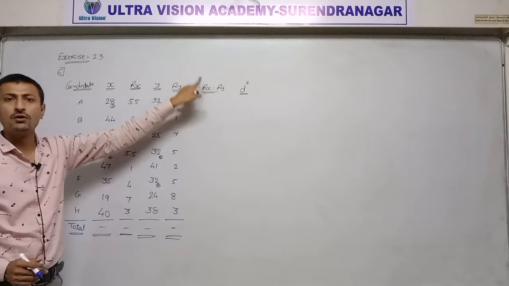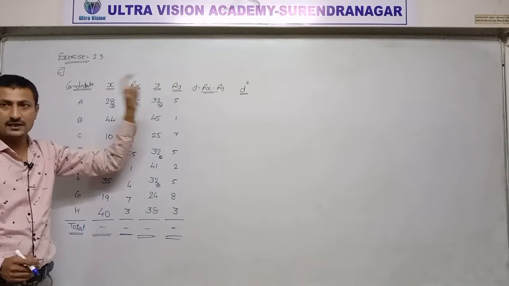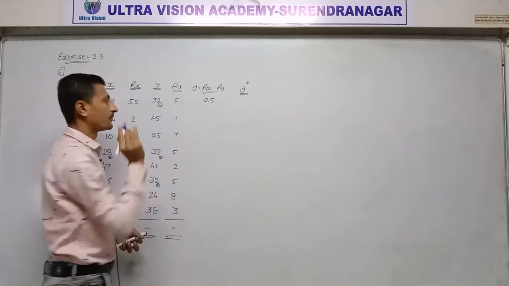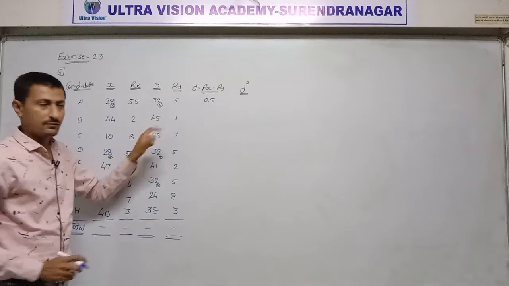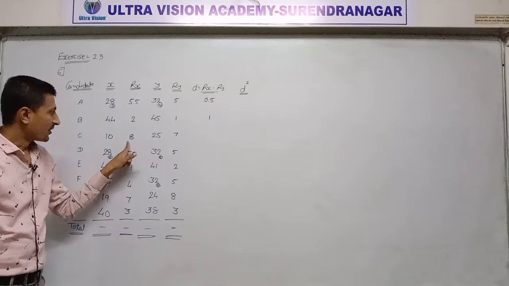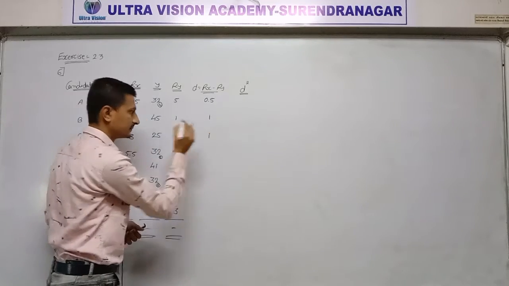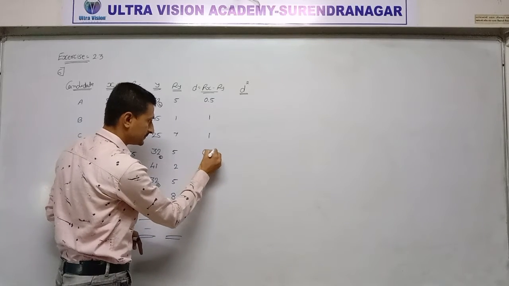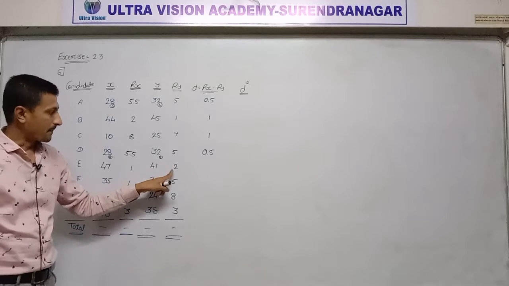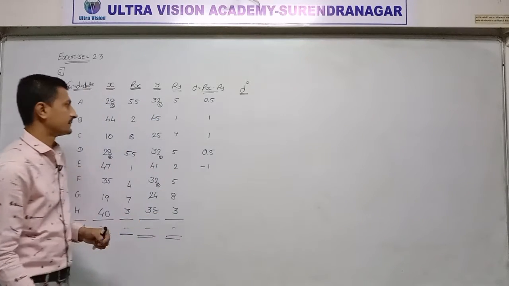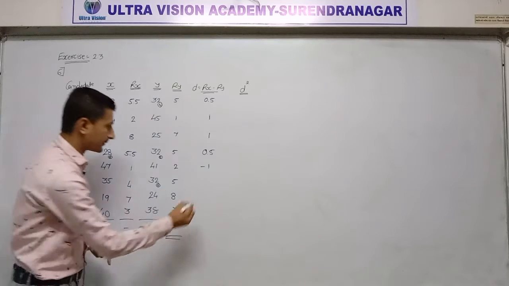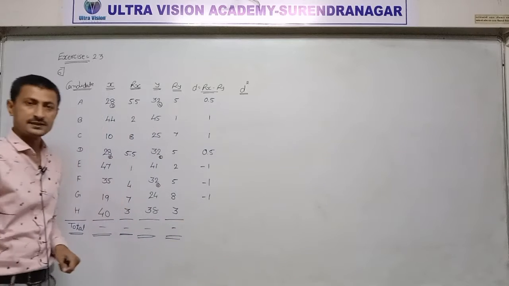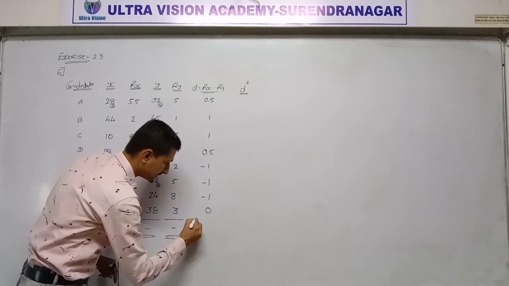Next, the difference is found: rank of X minus rank of Y. 5.5 minus 5 is 0.5. 2 minus 1 is 1. 8 minus 7 is 1. 5.5 minus 5 is 0.5. 1 minus 2 is minus 1. 4 minus 5 is minus 1. 7 minus 8 is minus 1. 3 minus 3 is 0.